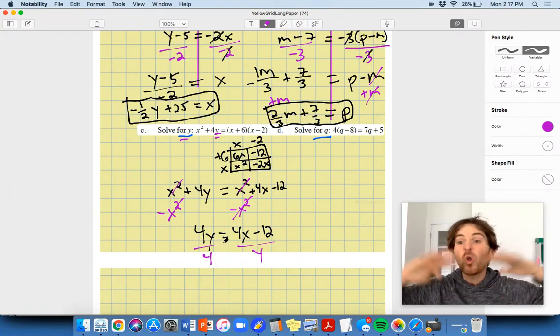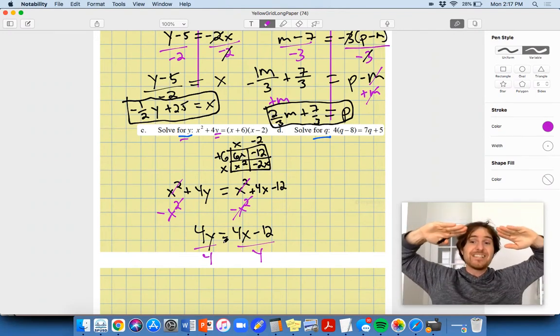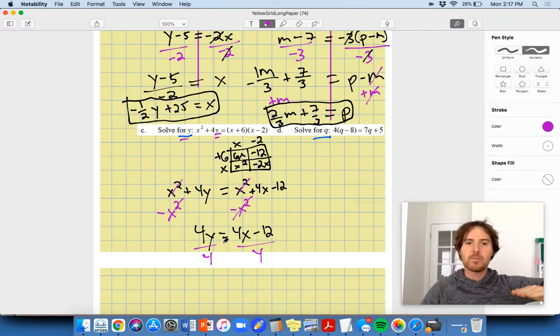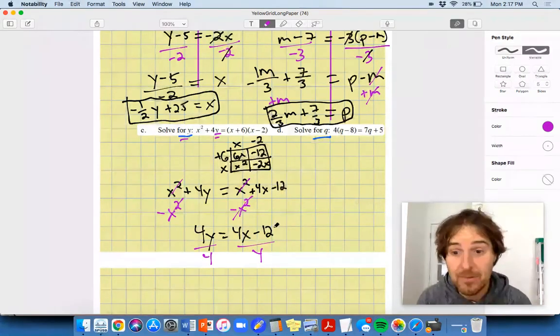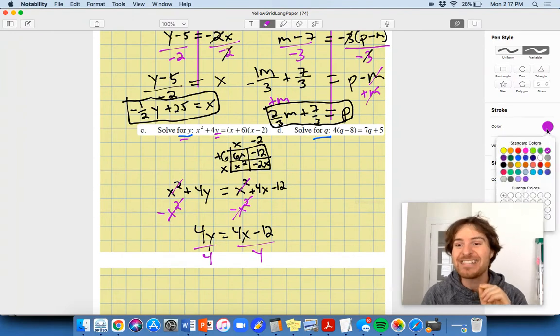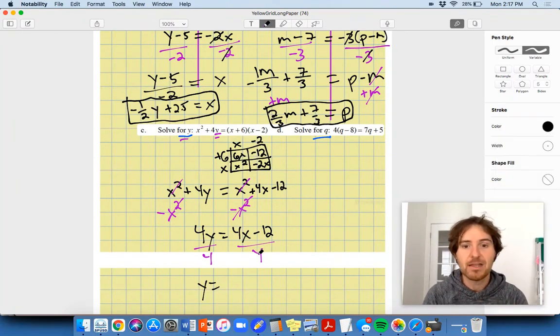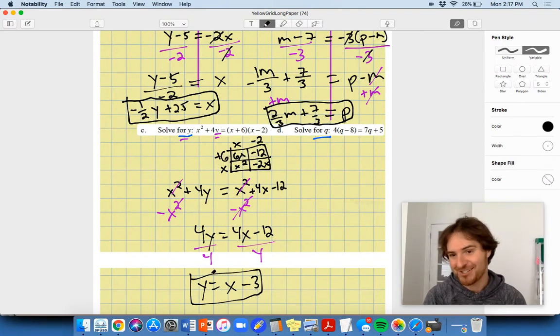I can divide the whole side, right? Remember, dividing one side by 4, I divide the whole other side by 4. So I'm not just dividing the 4x by 4. I'm dividing the 4x and I'm dividing the negative 12 by 4. What that simplifies to is 4x divided by 4, that's just 1x. Negative 12 divided by 4. Well, 12 divided by 4 is 3, so with the negative, I'd just be negative 3. And there it is. Look what an elegant answer that is.